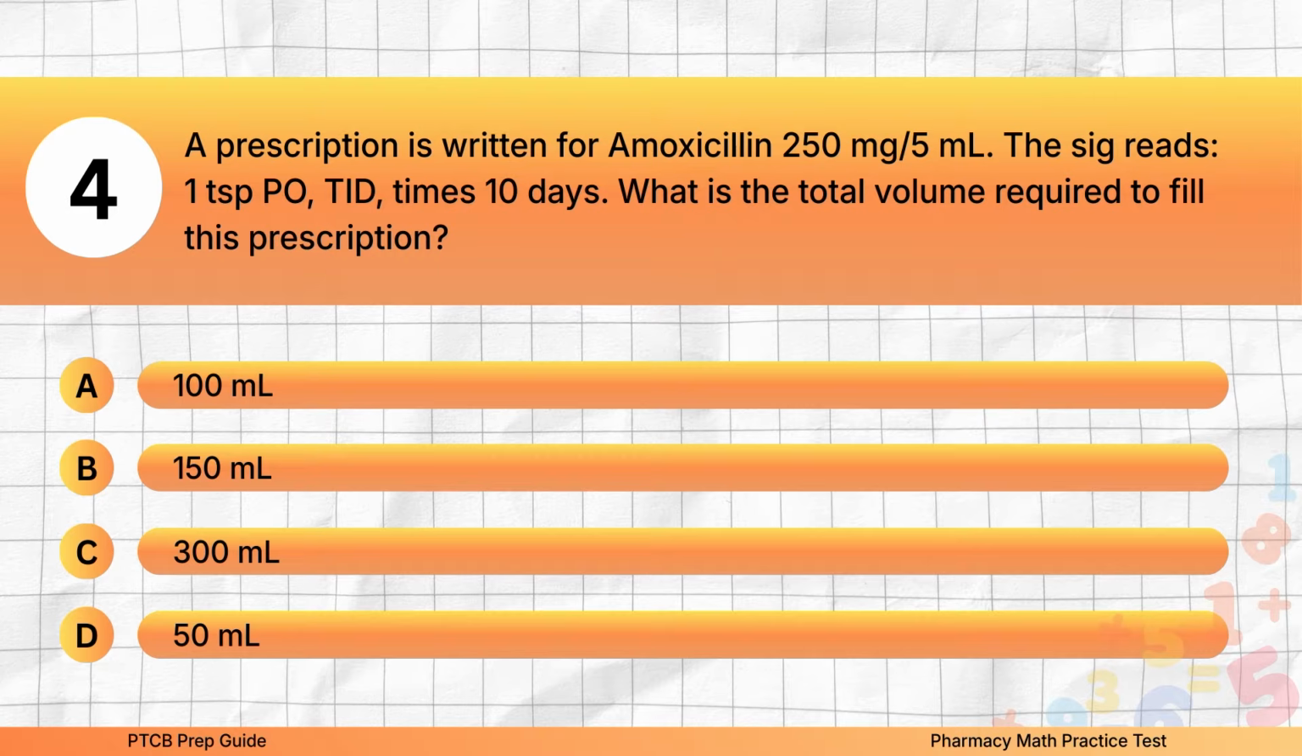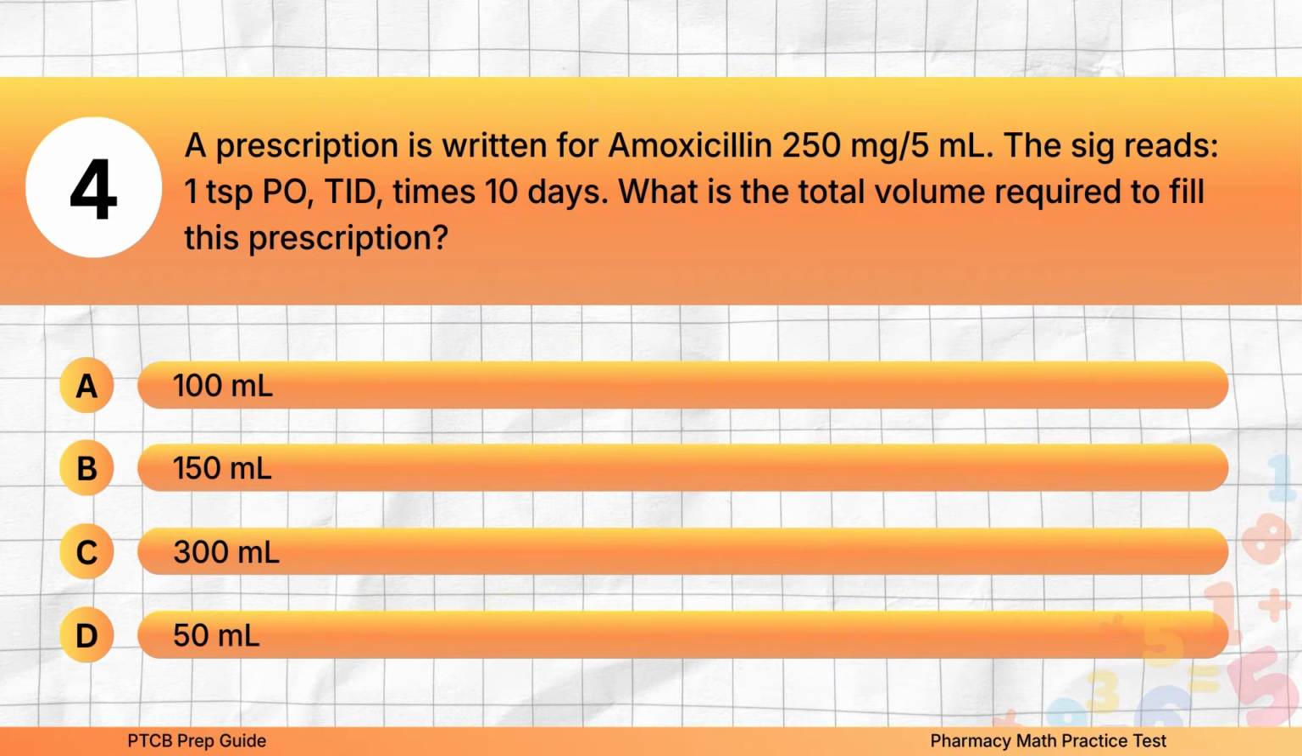Next up, we need to interpret a SIG code to find the total volume required. Question 4. A prescription is written for amoxicillin 250 milligrams per 5 milliliters. The SIG reads 1 teaspoon PO, TID, times 10 days. What is the total volume required to fill this prescription? Option A is 100 milliliters. Option B is 150 milliliters.